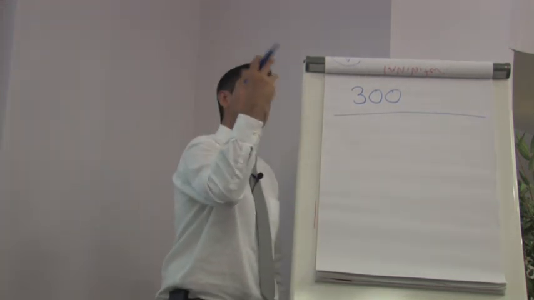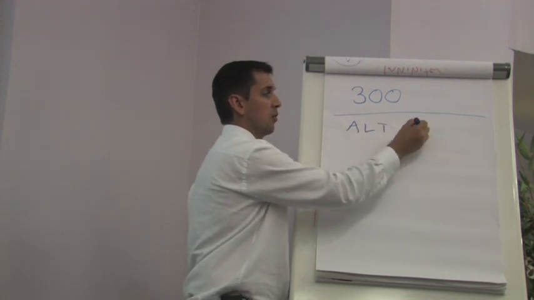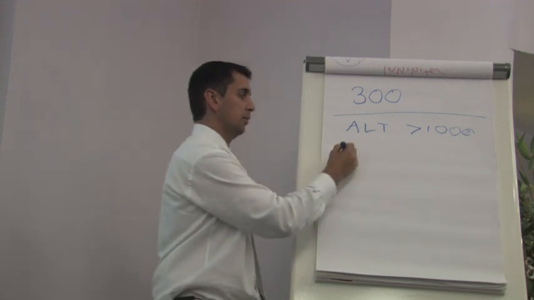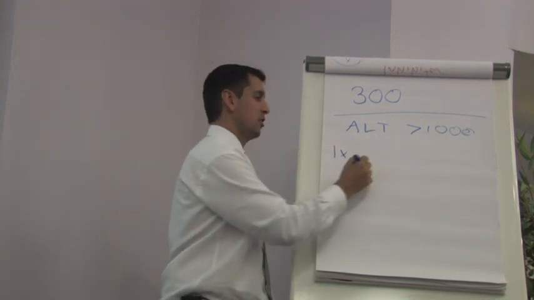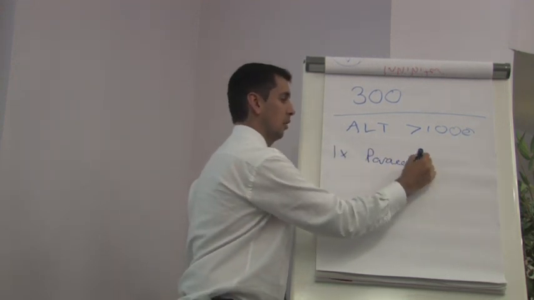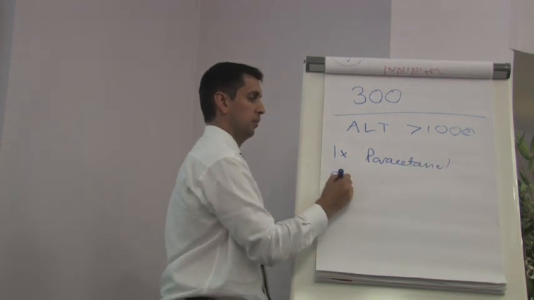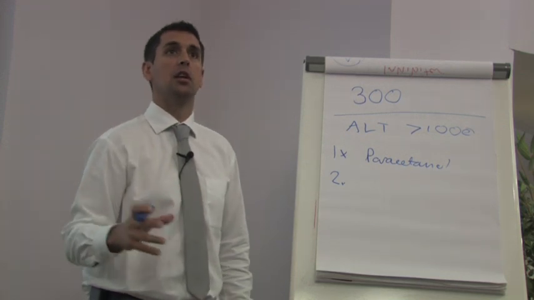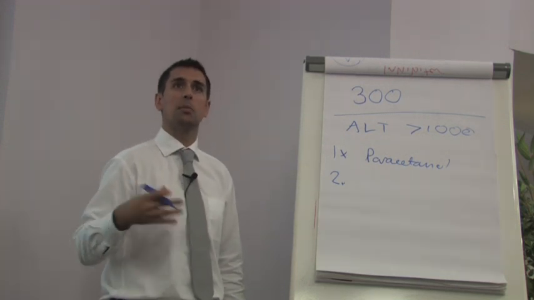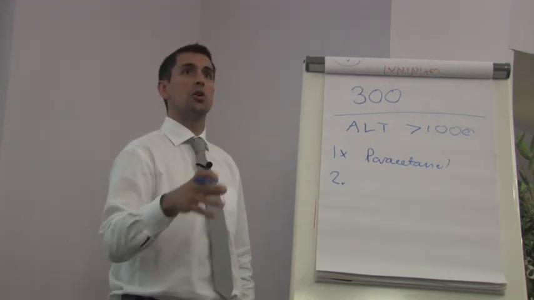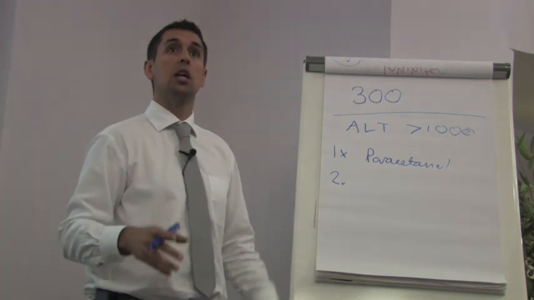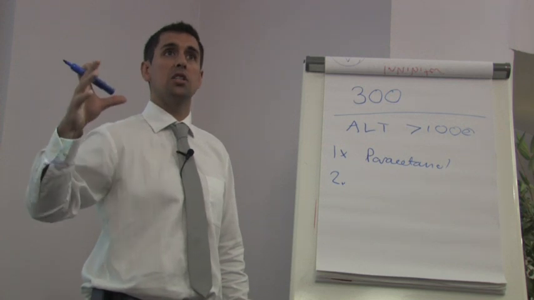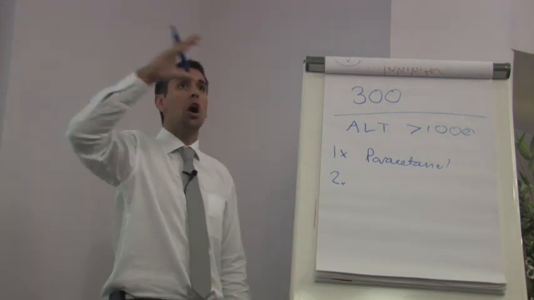3 causes of why your ALT goes greater than 1,000. Only 3. Number 1, paracetamol overdose. 2, liver infarction. So this is ischemic liver. It can either be from an accident where you've disrupted the blood supply to the liver. It can be due to a hepatic vein thrombosis. It can be due to really severe heart disease that's resulted in cardiac pump failure.